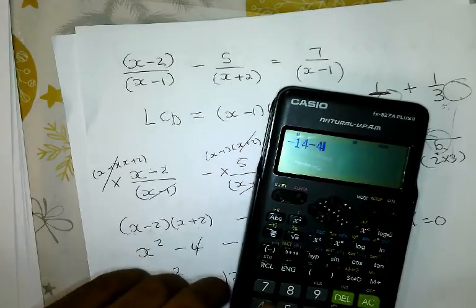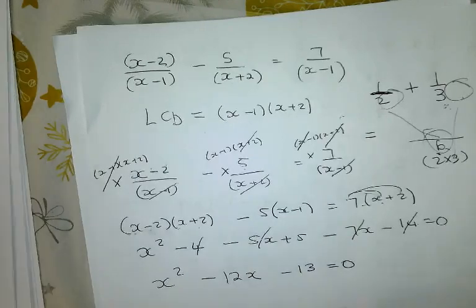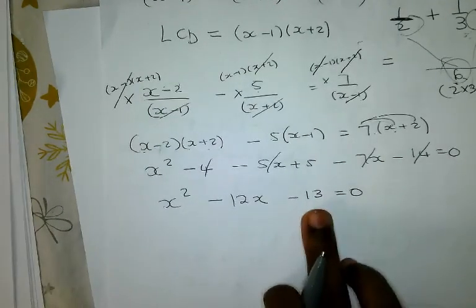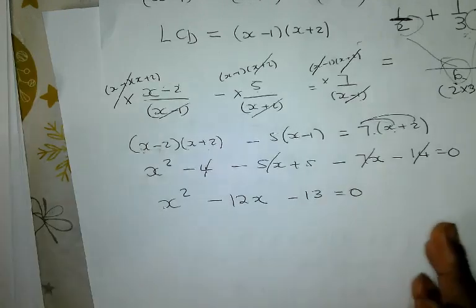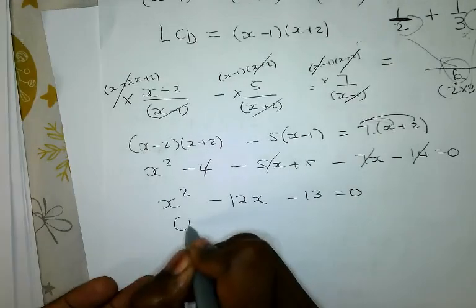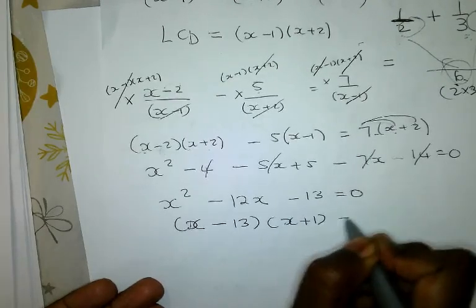And then I can solve this. Factors of 13, whereby I subtract them, they will give me a 12. It's 13 and 1. So x minus 13, x plus 1 is 0, x equals 13, or x is negative 1.